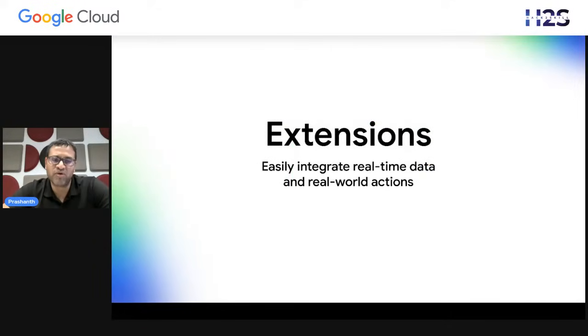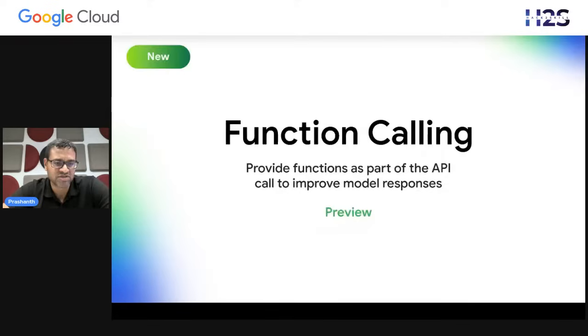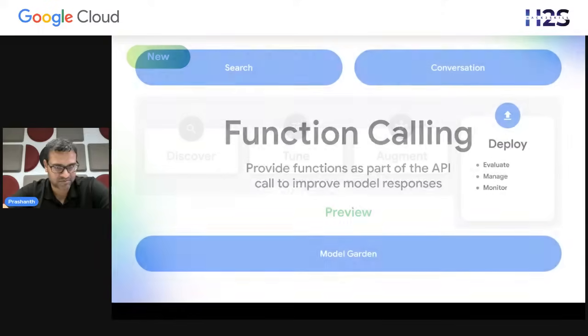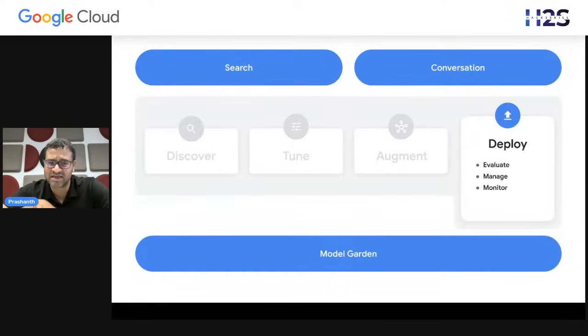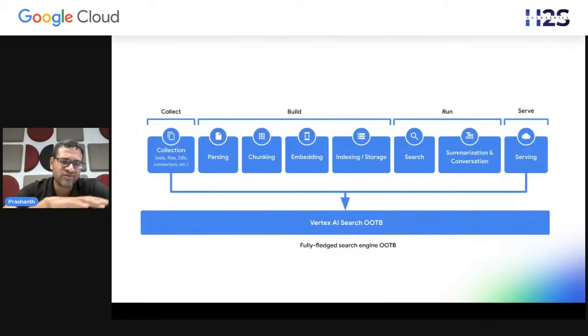Extension is what I spoke about, where you integrate in real time with other third-party applications. And function calling is one where you actually call APIs and augment your model with the responses from these APIs. Deployment is the next thing, where finally all of this is done. You've built your application. You need to now deploy this somewhere. So again, Vertex AI provides you this capability to deploy your model. A lot of things that you need to think about while deploying, right?